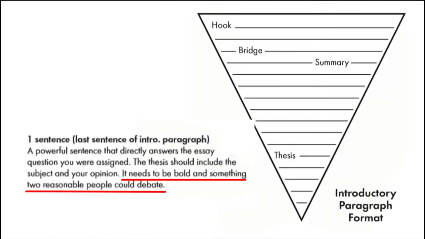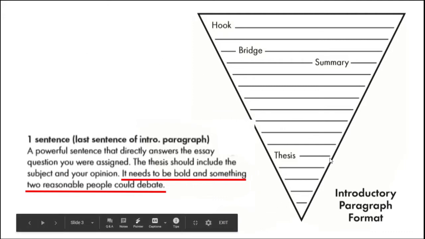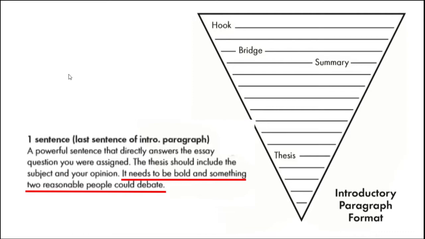So, you've seen this before. Our thesis paragraphs are going to be about 5 sentences, 4 or 5. And right now we're focusing on this last piece at the end. A thesis is one sentence, the last sentence, a powerful sentence that directly answers the essay question you were assigned. The thesis should include the subject and your opinion. It needs to be bold and something two reasonable people could debate.